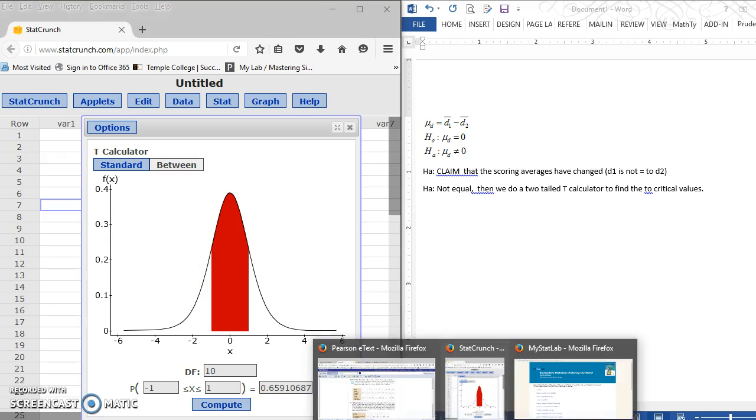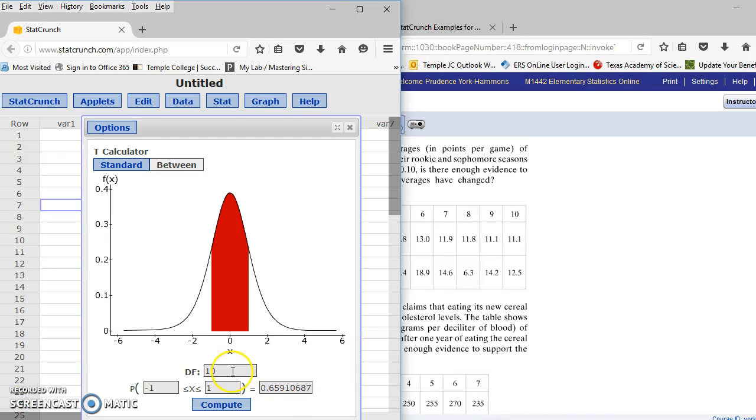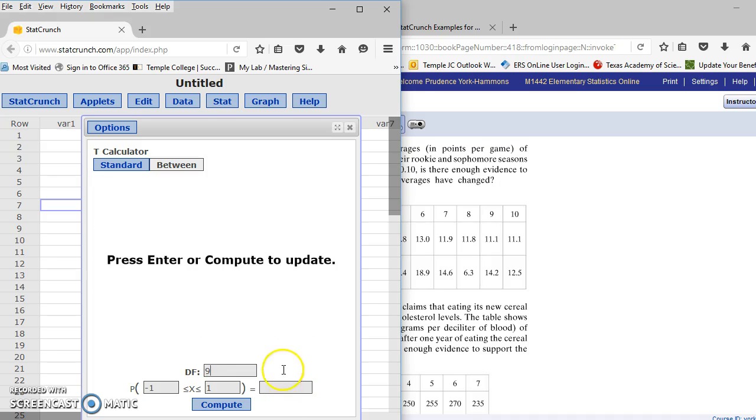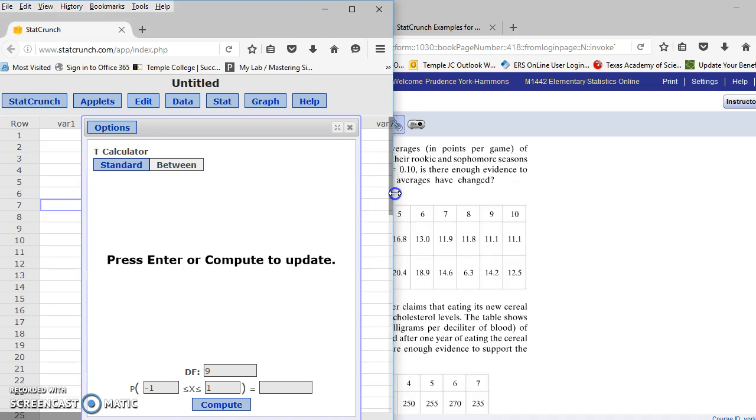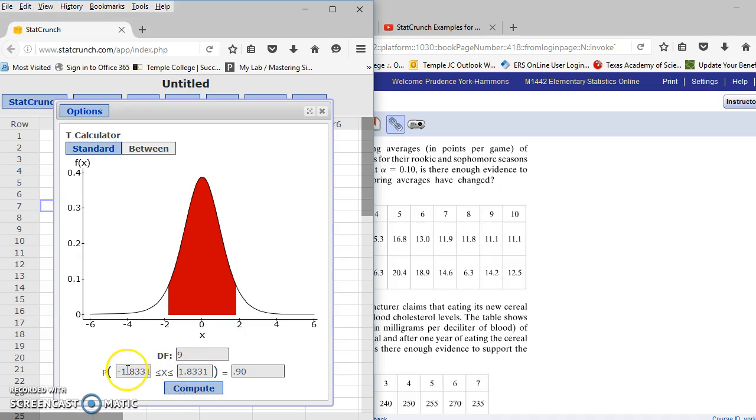Now, if I go back and look at number 18 in my book, alpha is 0.1, and there are 10 players. So if there are 10 players, my degrees of freedom is 1 less than that, or 9. Now, normally, when we do these, if it's a right or a left tail, we use alpha. But with a two-tail, we have to use 1 minus alpha. So alpha is 0.10, then 1 minus alpha would be 0.90. And when we compute, we see that the T criticals are negative 1.833 and positive 1.833 to 3 decimal places.